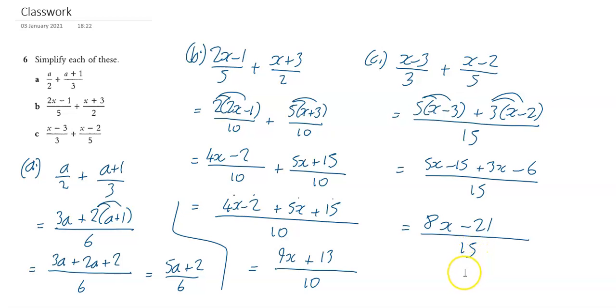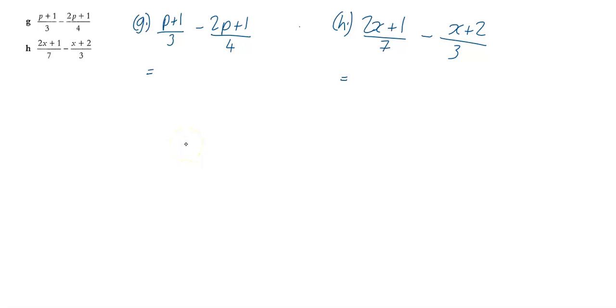Okay, they were the three questions we had to do. I'm going to look at two more examples now, which are subtraction ones as well. Okay, this question G, we have got p plus 1 all divided by 3 minus 2p plus 1 all divided by 4. And our common denominator here is going to be 12. So again, I'm going to use one single fraction to do it.